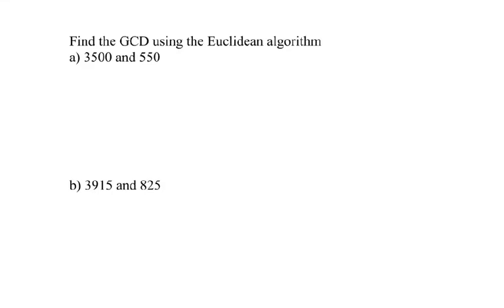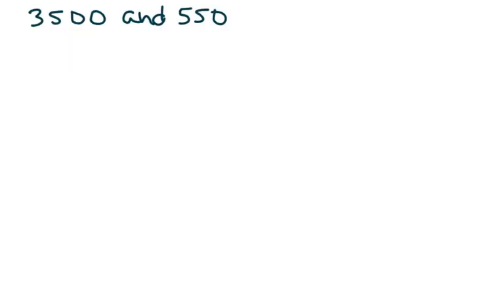In this problem, we want to find the greatest common divisor, or the greatest common factor, of two numbers using the Euclidean algorithm. And so we'll start with 3,500 and 550. And this is repetitive division. So we want to have the larger number underneath and the smaller number out front.